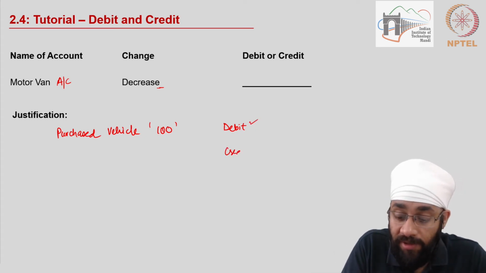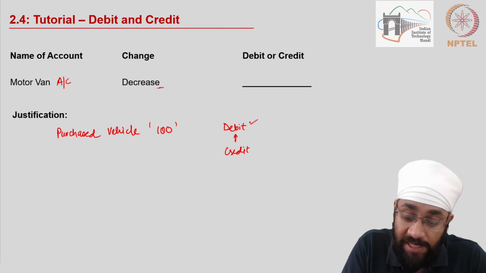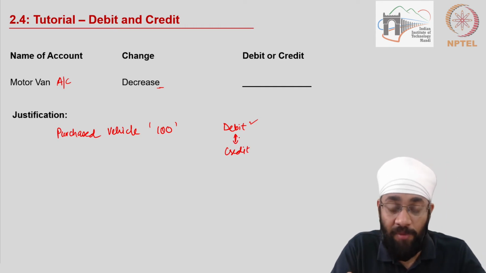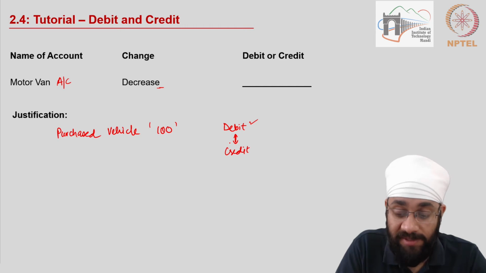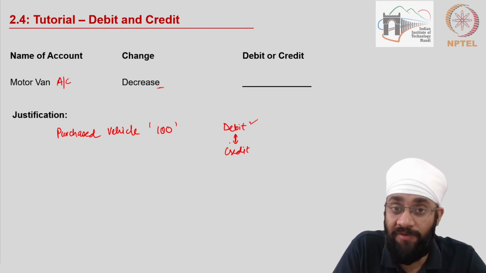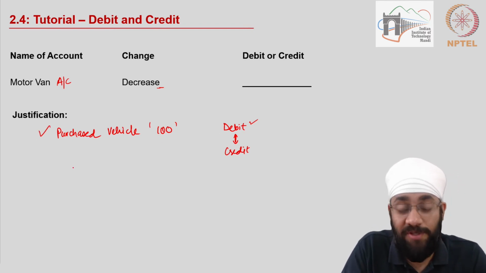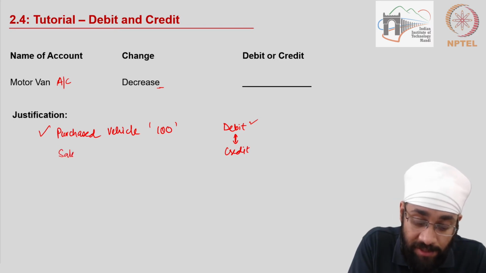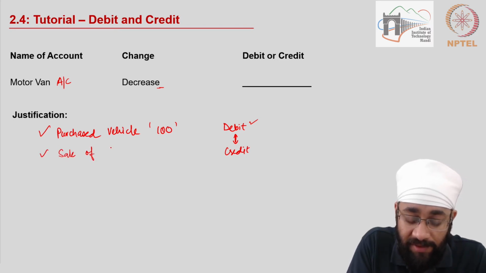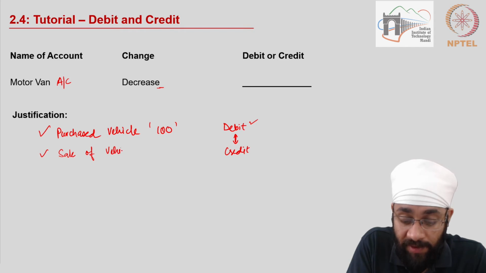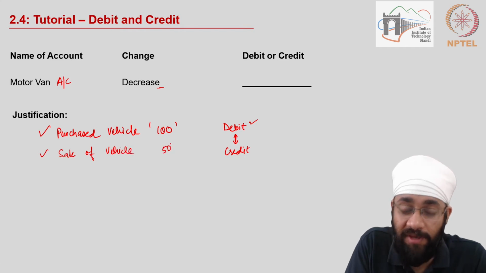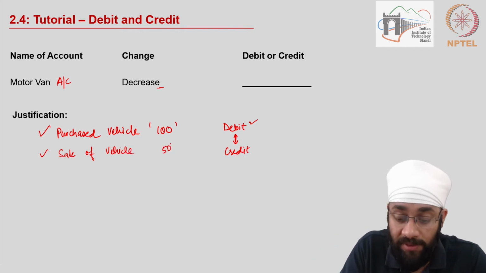Now, when would there be a credit? And of course, as we understand, debit and credit are opposite to each other. One represents the increase of the claims of business. The other one represents the decrease. So when you purchase the vehicle, you show a debit. Now, clearly, the opposite of purchase is going to be sale. So when you sell the vehicle, let's say you sold it for 50, because over a period of time the value goes down as well.